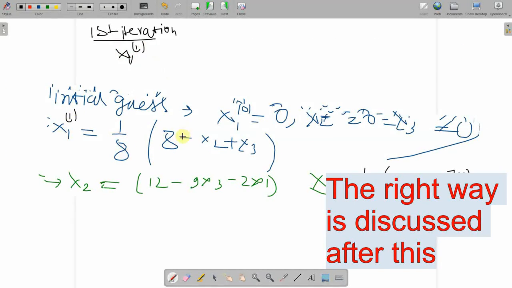A, 1 by 8. 8 minus X2, 0. This will be 0. And X3 at the 0 iteration. For x2 1 you will be doing x3 0 and 2 x1 0. So you will be writing the first iteration value, then the second. For your own understanding, I told you this step is kind of longer to write, but it is for the people who are not confident with their easy calculation skills.